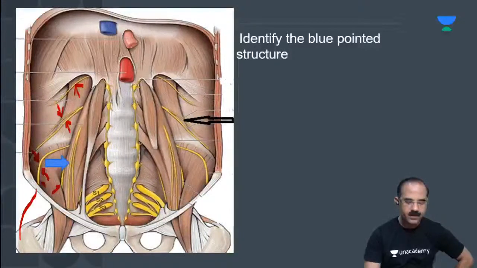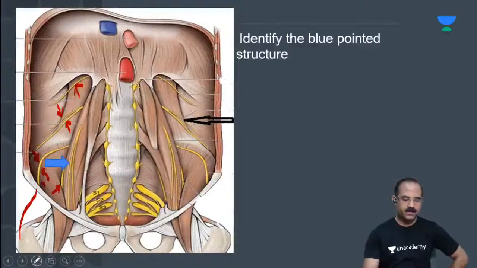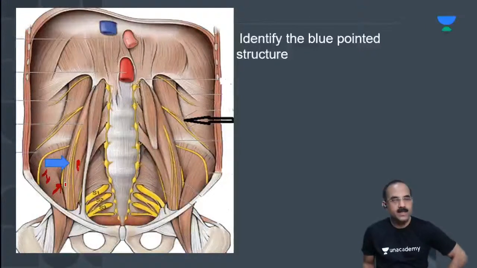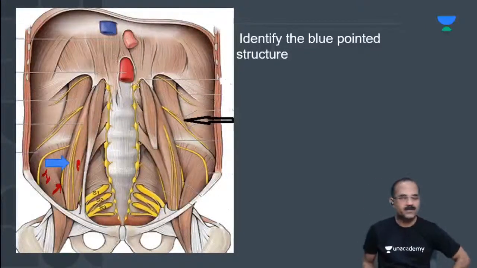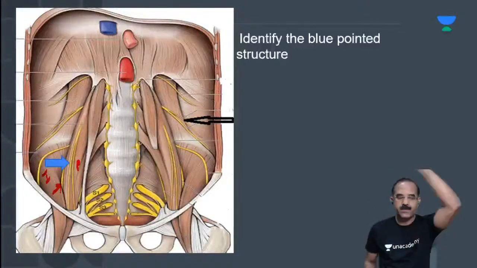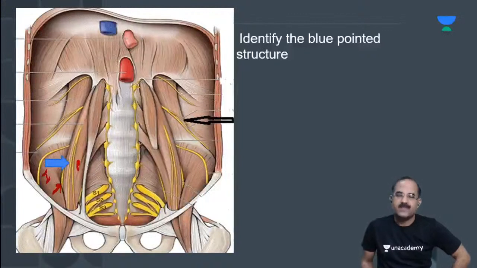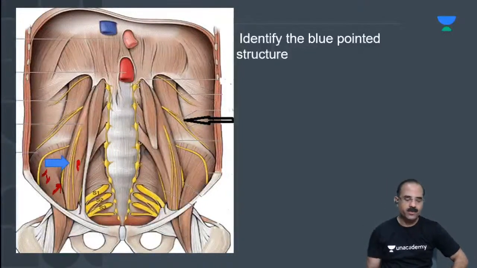What is this nerve? Identify this nerve. I'll just clear everything for you. Look, what is this muscle? This is the iliacus. That's the psoas major. Identify this nerve, which lies between the iliacus and the psoas major, in the iliopsoas groove. The nerve lying in the iliopsoas groove is the femoral nerve. Very good.